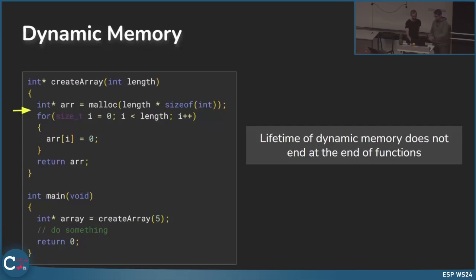So if we had a variable stored on the stack, a stack variable here, its lifetime would end with this line. But now we return the array, and the array still exists because it is stored on the heap. So that's the difference between the lifetime of variables on the stack and on the heap.